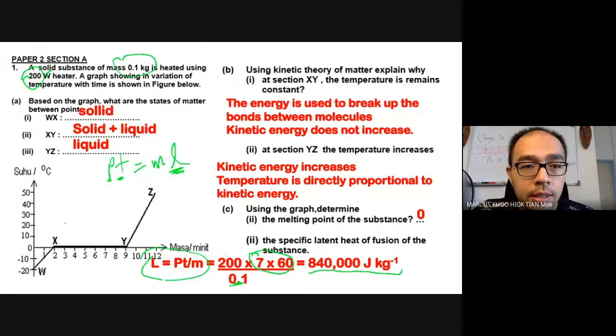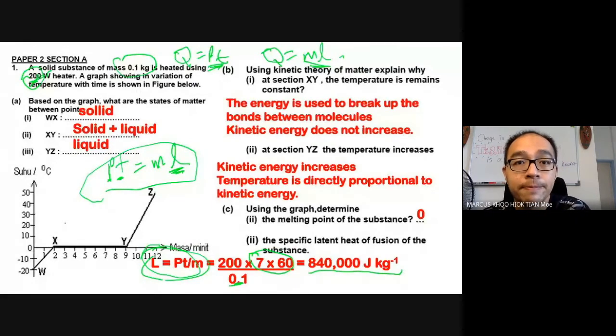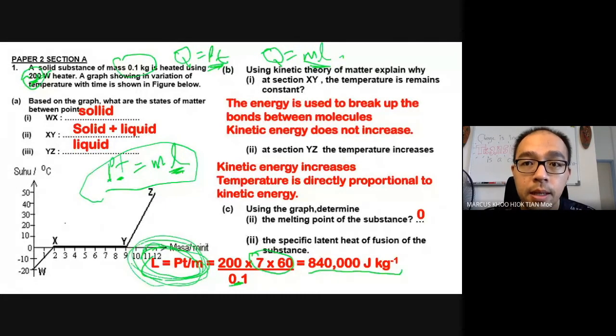Sorry. I think somebody last week in the class asked me, how do I get this formula? It's not really a formula. It comes from here. Because we established that Q is equal to PT. Q also is equal to ML. So the heat from the heater is the PT, and the heat that is used to melt is ML. So we move things around and then we will get this thing that you see over here. All right, moving on.